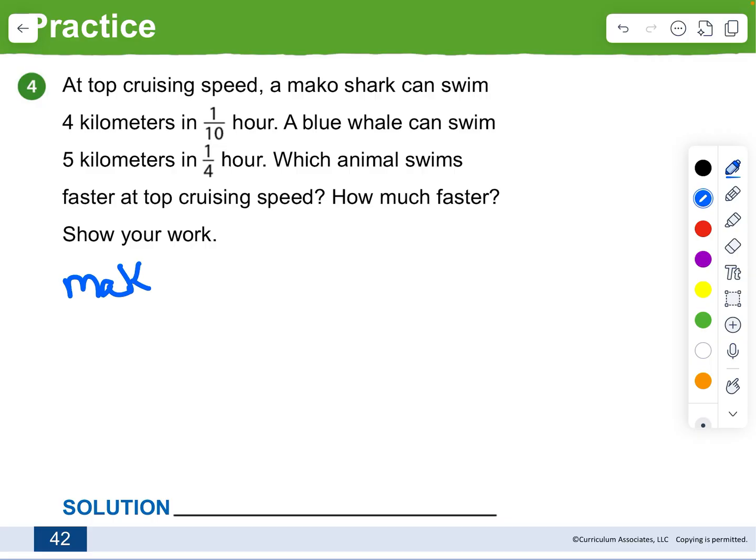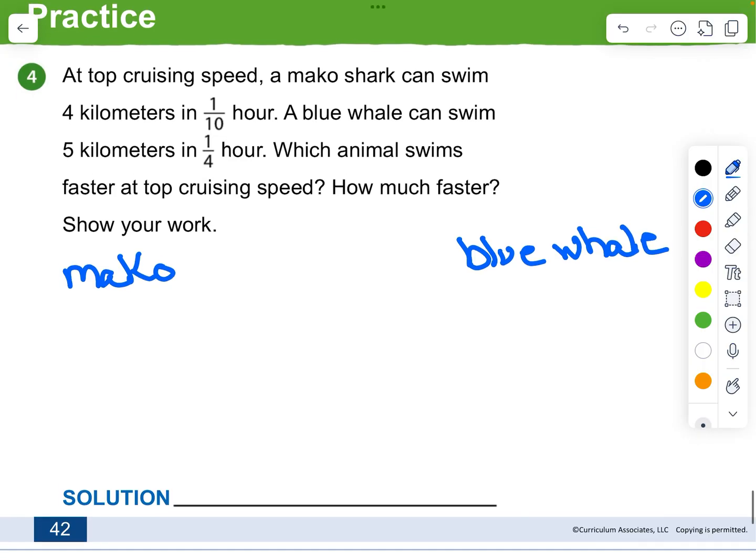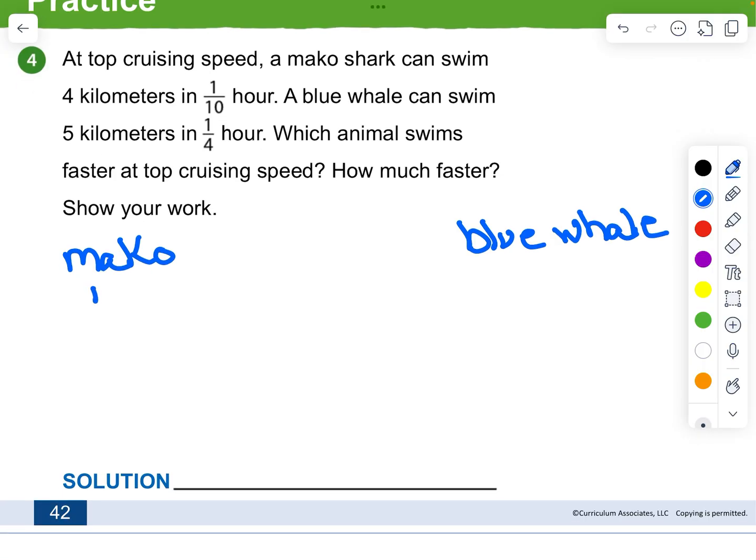We've got a mako and a blue whale. If you have a guess, go ahead and say what you think your guess is. Four kilometers in 1/10 of an hour versus 5 kilometers in 1/4 of an hour. Why don't you go ahead and figure those two out?